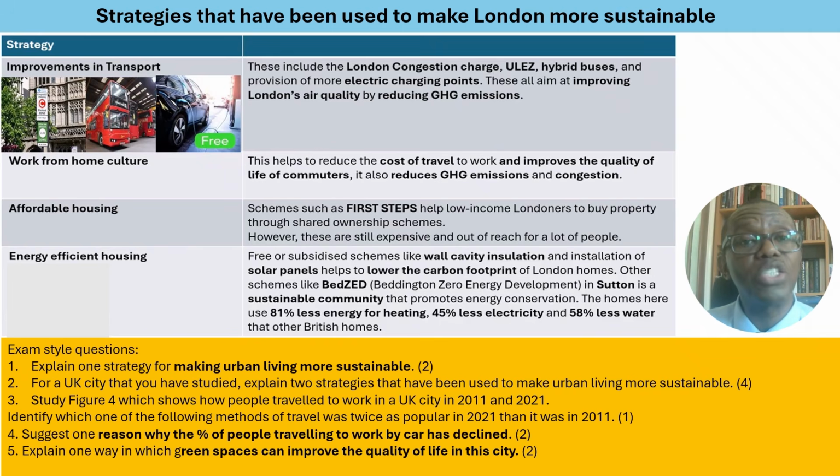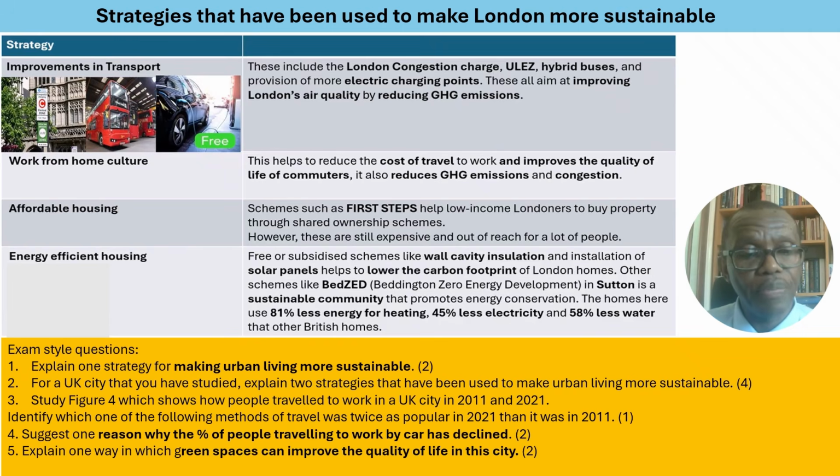It implies less usage of a mode of travel, which is most likely car usage for travel. Then the next question is to suggest one reason why the percentage of people traveling to work by car has declined. So improved public transport, you could talk about that. You could talk about ULEZ. You could talk about congestion charging.